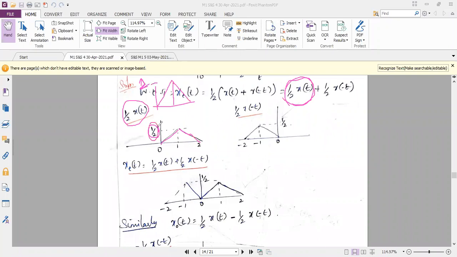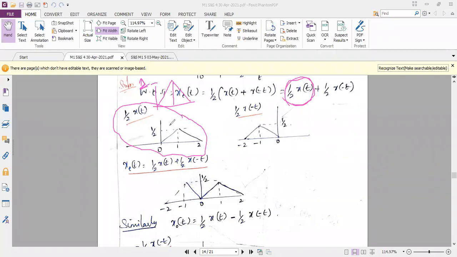I want all of you to draw the diagram. This is your first step: you are drawing 1 by 2 into x of t. Along the y-axis you should say what signal it is, 1 by 2 x of t, and along the x-axis you have to say it is t. In my notes I might have missed the y-axis and x-axis labels, but you should not forget them. Have you completed 1 by 2 x of t, everyone? Do you have any doubts in this?